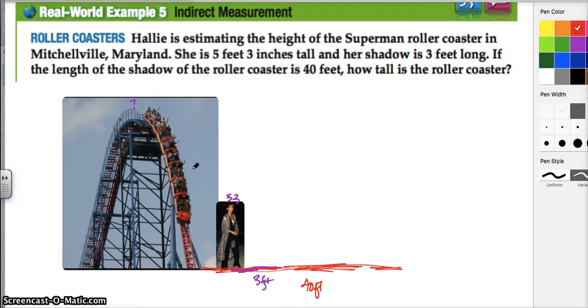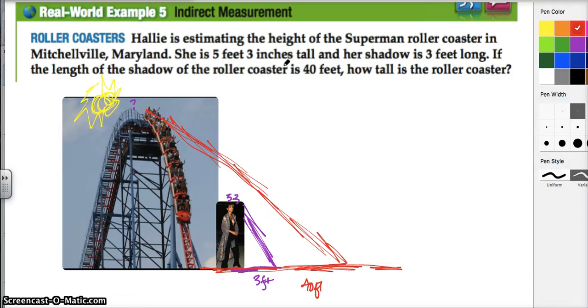So, what I want you guys to recognize is that the sun casts a shadow, and that shadow kind of makes a triangle situation for us. So, here's Hallie's triangle, and here is the roller coaster's triangle. Well, you get what I'm trying to do, right? So, here's the roller coaster's triangle, and this looks terrible. So, I'm going to pull it in like this.